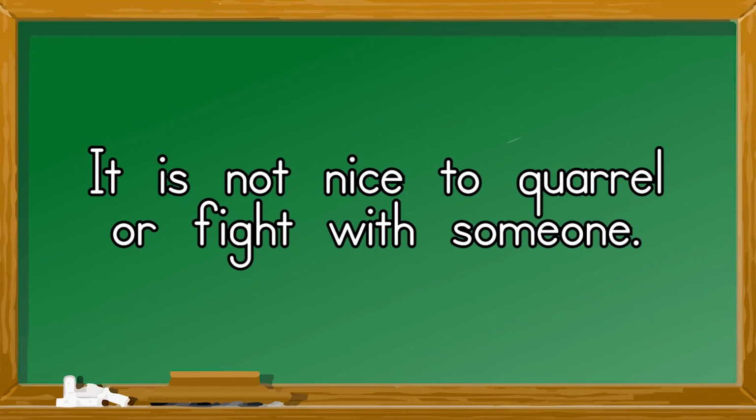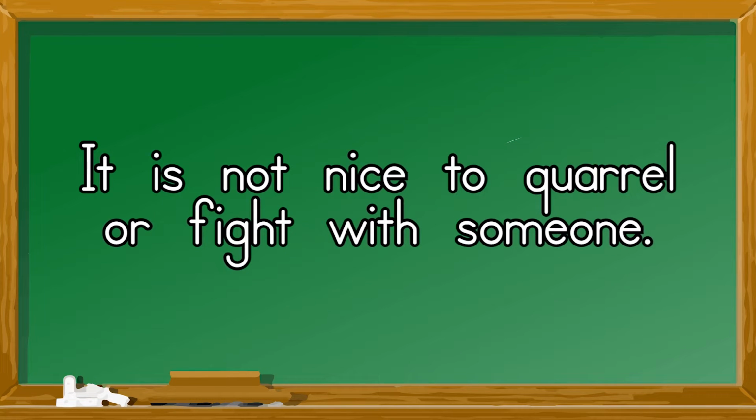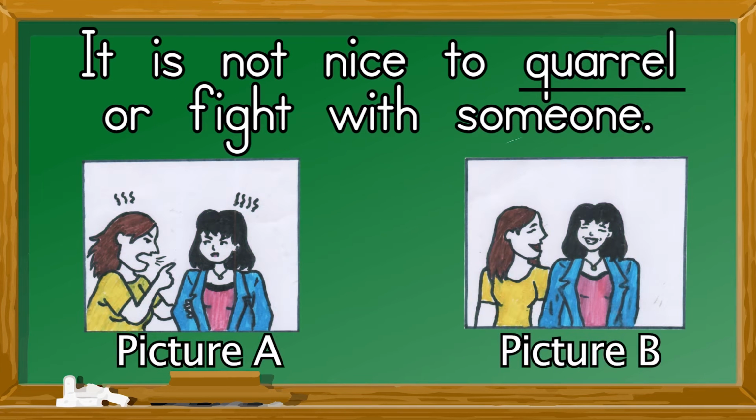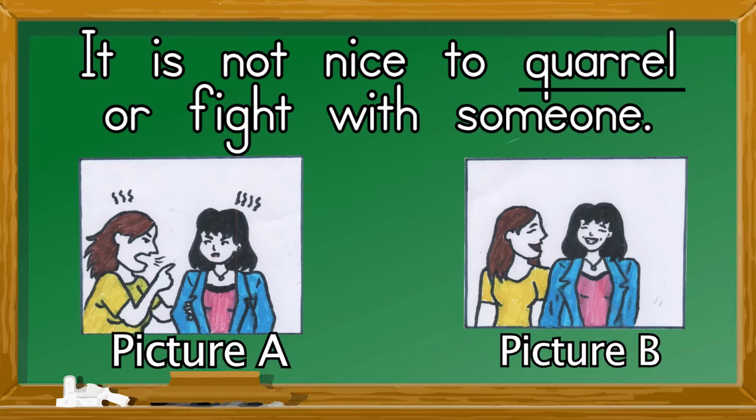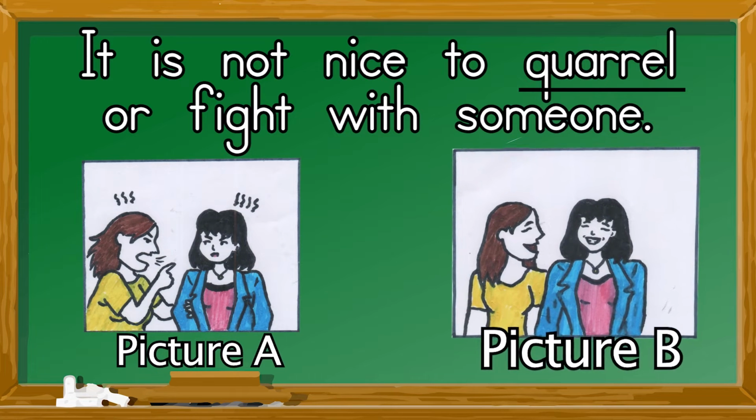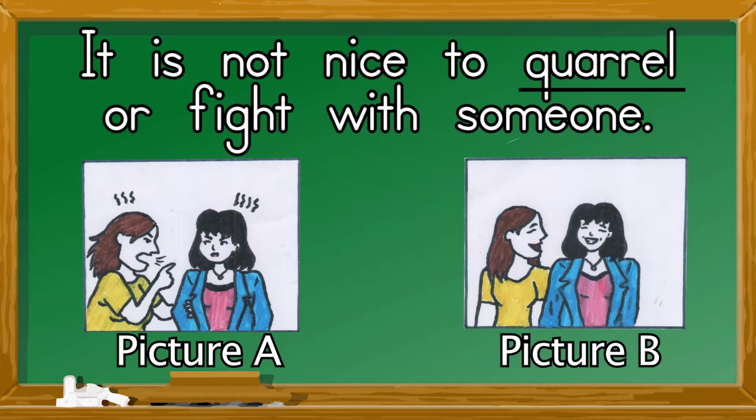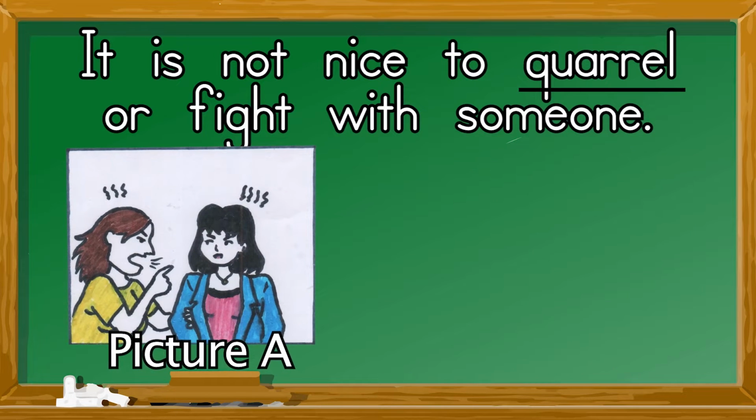But first, sharpen your mind with these words from the story or fable that you will listen to. Tell which picture tells about the underlined word. Number 1. It is not nice to quarrel or fight with someone. The underlined word is quarrel. Which picture tells about the underlined word? Picture A, picture B. The answer is picture A.